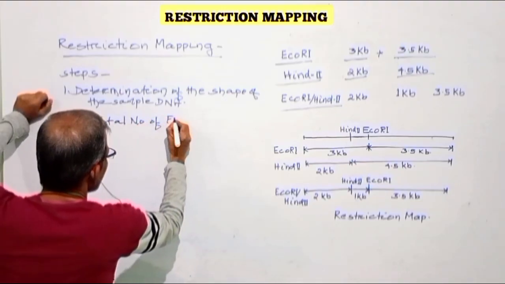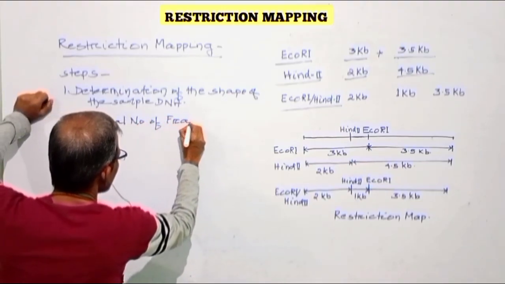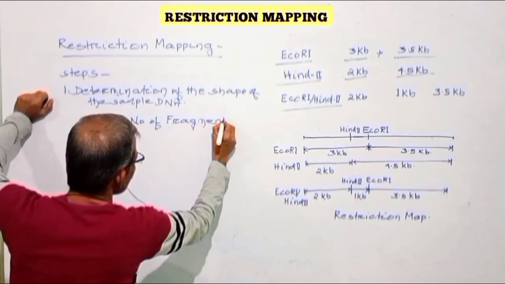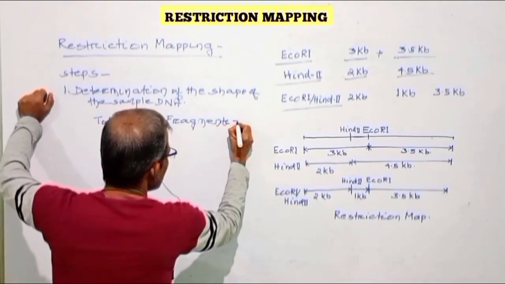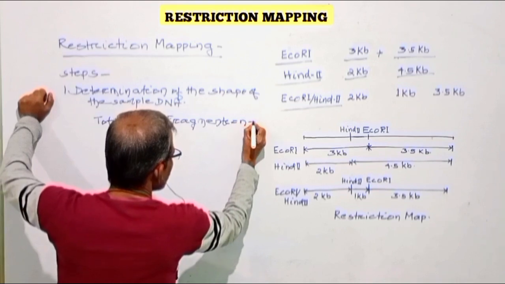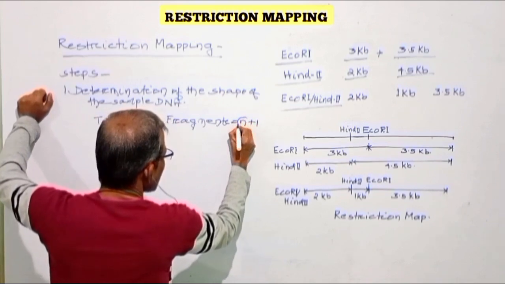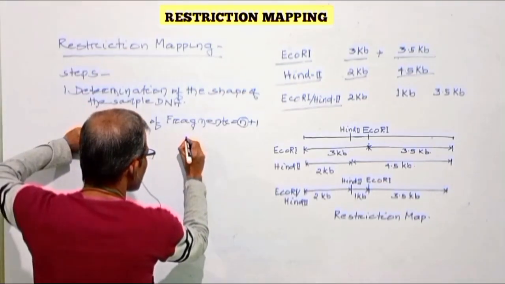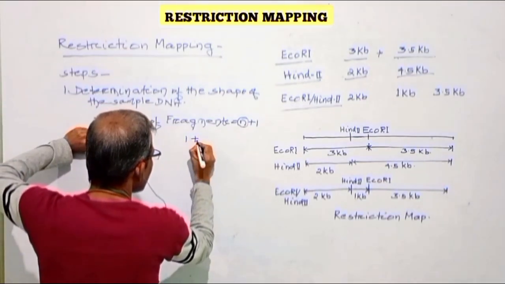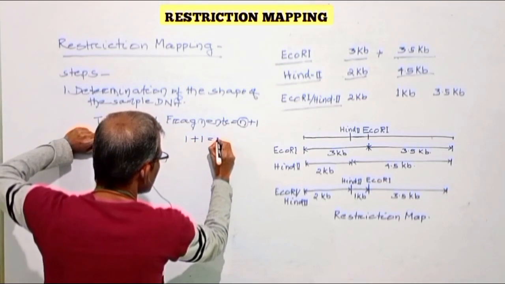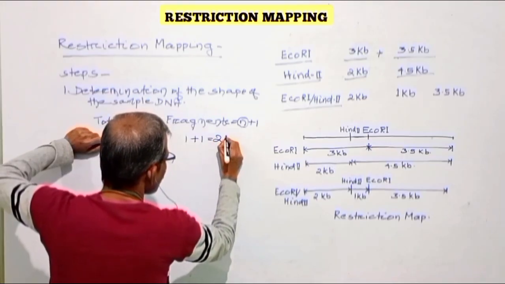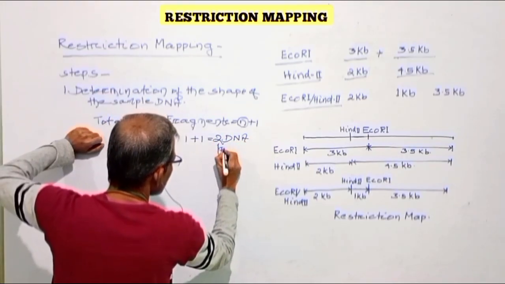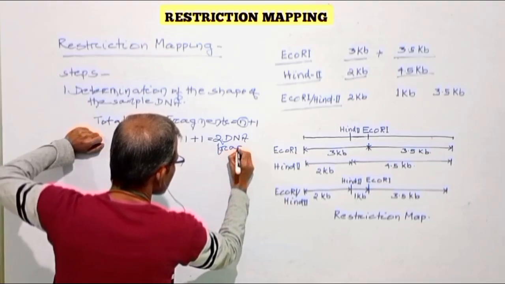that is, the total number of fragments is equal to n plus 1, where n is the number of cuts. So if there is a single cut, then we will get 1 plus 1 equal to 2 DNA fragments, 2 DNA fragments from a linear DNA sample.